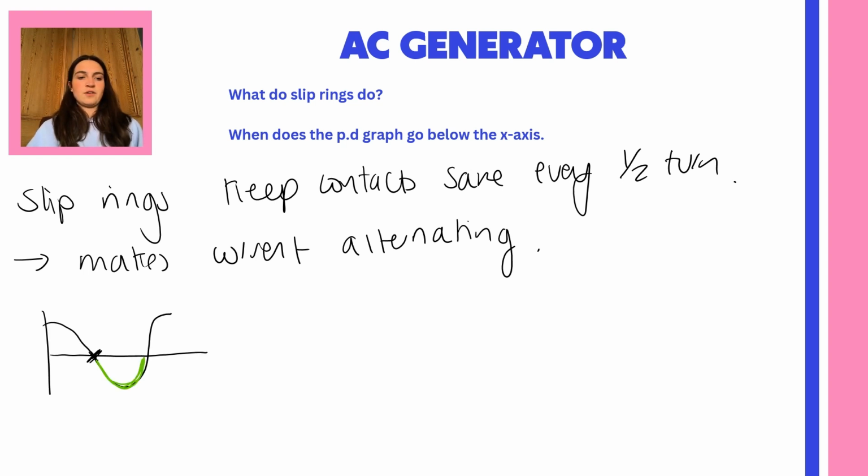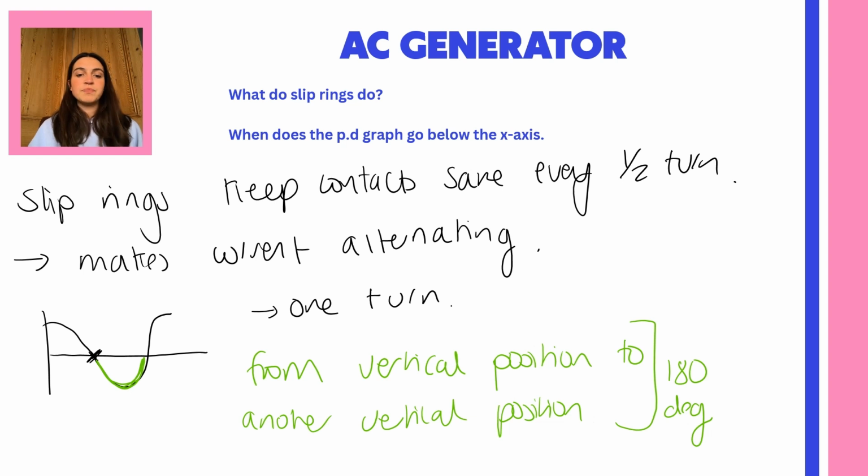Okay, when does the potential difference graph go below the x-axis? So let's have a look at the graph first. You might get a graph of potential difference with time that looks like this, and this is the coil going through one whole rotation. So the answer to this is, I've put when I go from a vertical position for my coil to another vertical position, but let's have some pictures to show you what I actually mean.